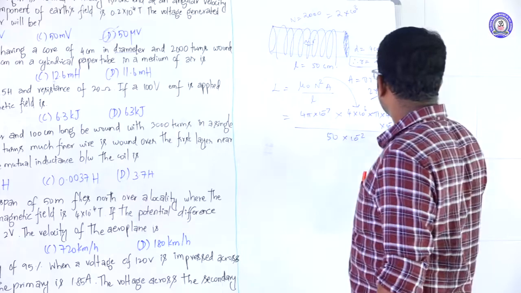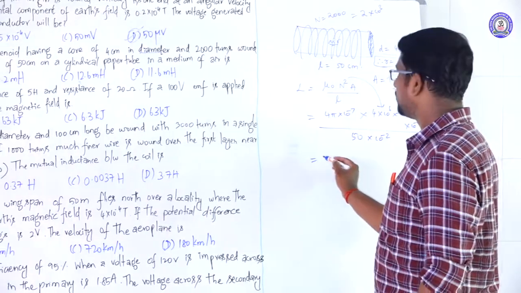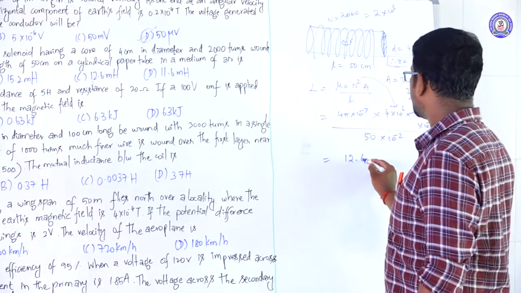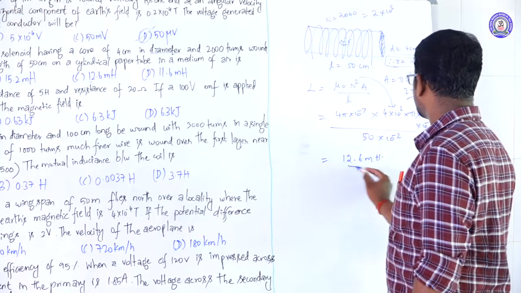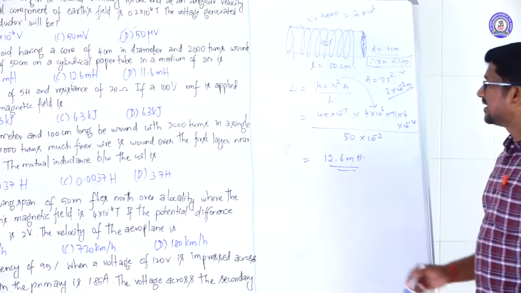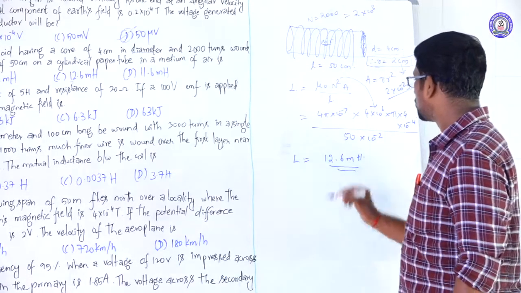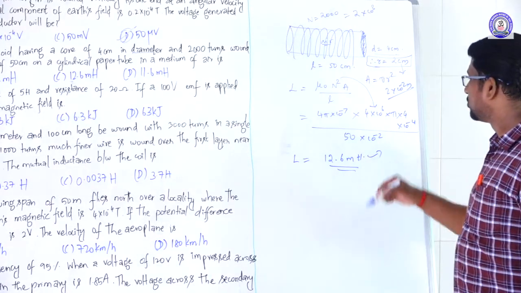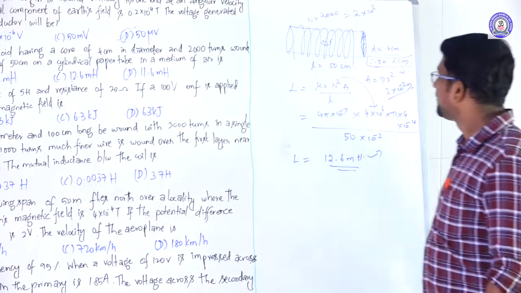By simplifying this, we get 12.6 millihenry. So after simplifying all these values, finally we get the self-inductance, and that value is 12.6 millihenry.